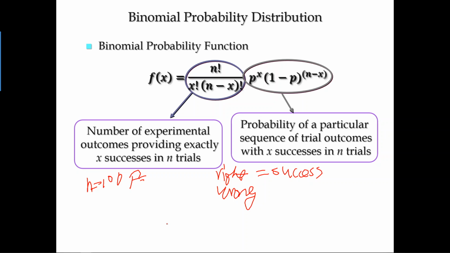As I said, we have 4 options. Only one of them is right. So that will be 1 over 4. So that means I have 25% chance to get one question right. Okay, so this is probability of success.